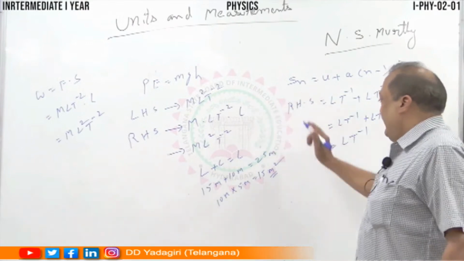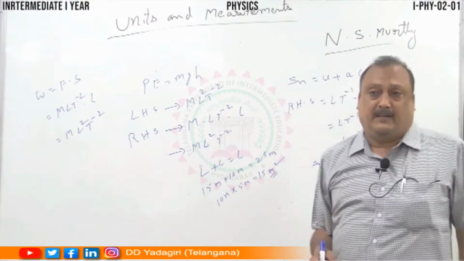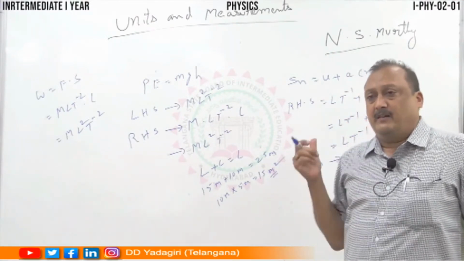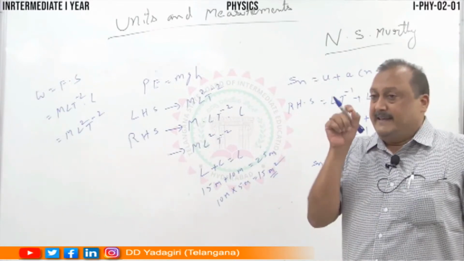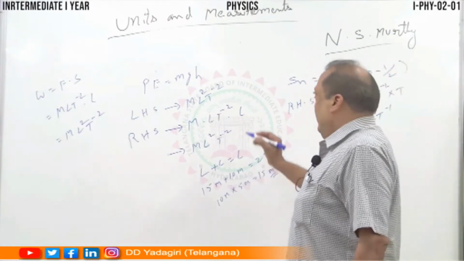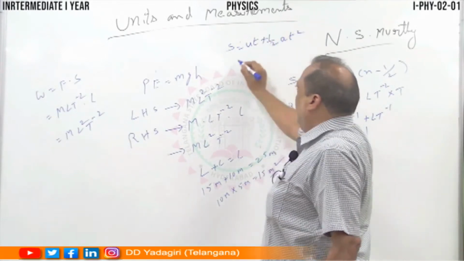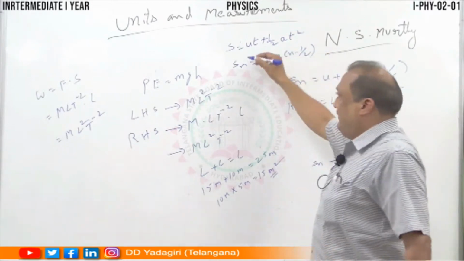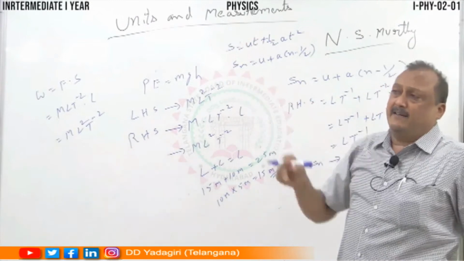Sn is the displacement in the nth second. There are two equations: S equal to ut plus half at square, and Sn equal to u plus a into (n minus half). In that case, S is the displacement of a particle in t seconds. Here, S equal to ut plus half at square, and Sn is u plus a into (n minus half). The difference between these two is that S is the displacement of the particle in t seconds.